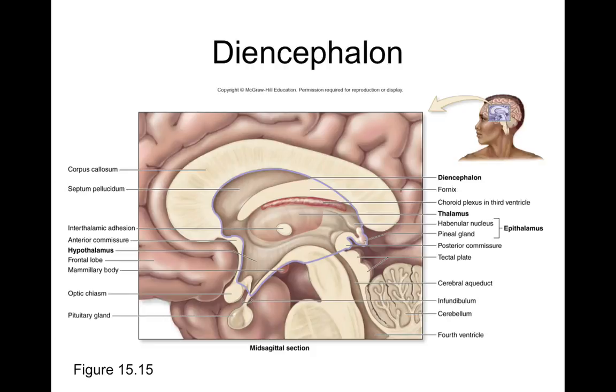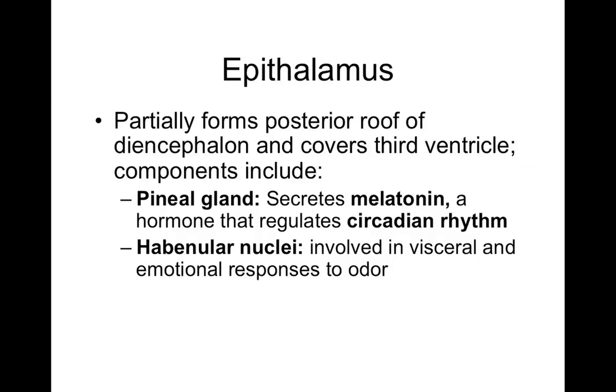So you have your thalamus, hypothalamus, epithalamus, and these have a variety of functions we'll talk about. So the epithalamus forms the posterior root of the diencephalon, also contributes to part of the third ventricle, but really the key point here, you guys, is we've got the pineal gland. The pineal gland is a part of the epithalamus that secretes a hormone called melatonin. And melatonin is involved with regulating your sleep-wake cycles, aka the circadian rhythm.